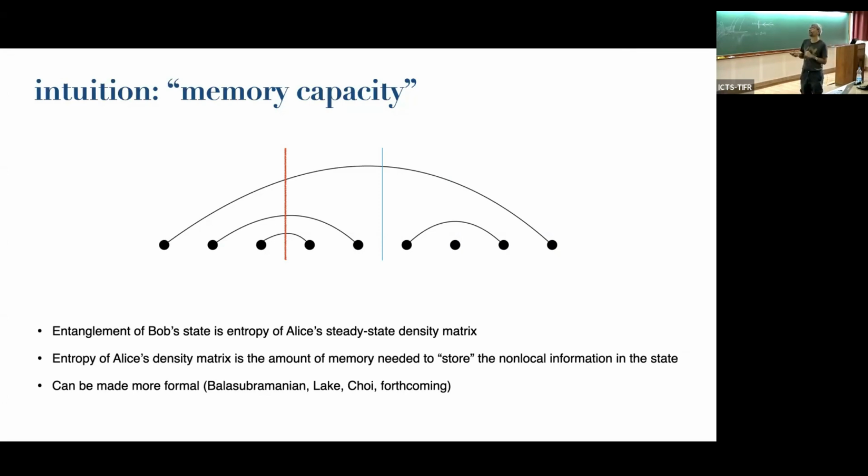So you create a Bell pair, send one half of it out to Bob at time 0. Alice hangs on to the other half of it until it's time to release it. At that point, Alice emits the qubit that she's been holding on to. And so the entanglement of the state is related to the number of halves of Bell pairs that Alice had to hold on to in order to generate the state with the qubits in the correct order.